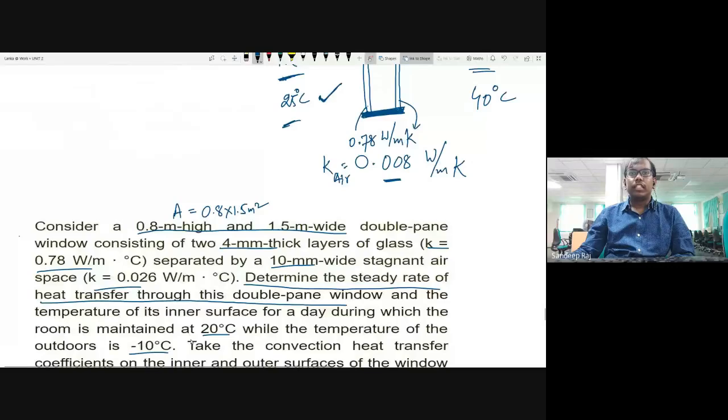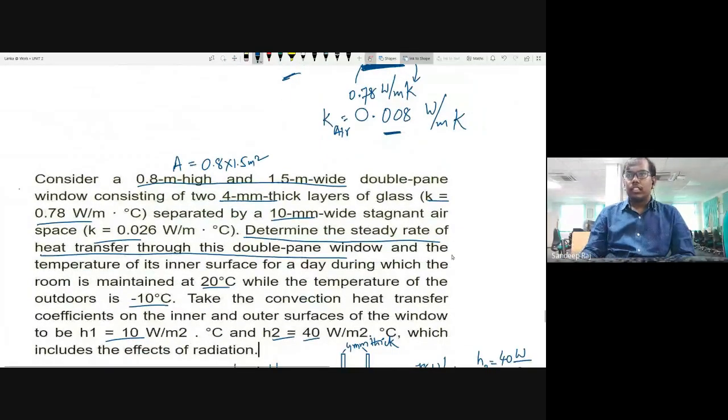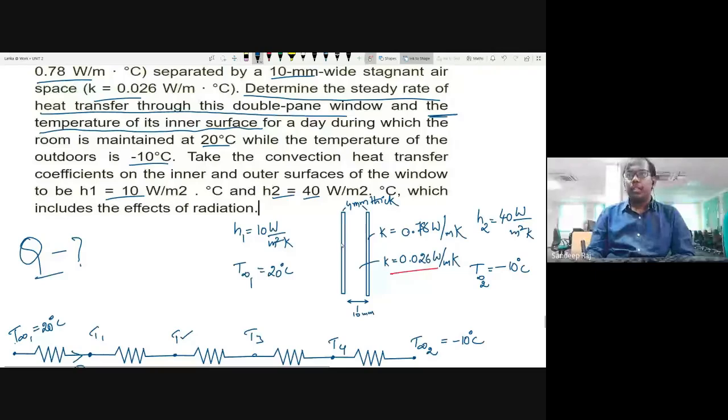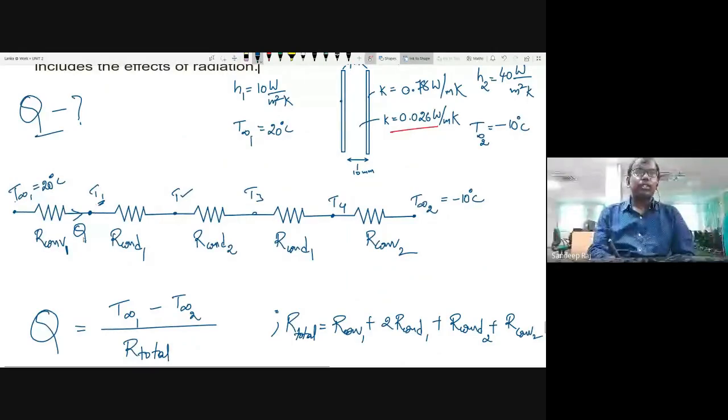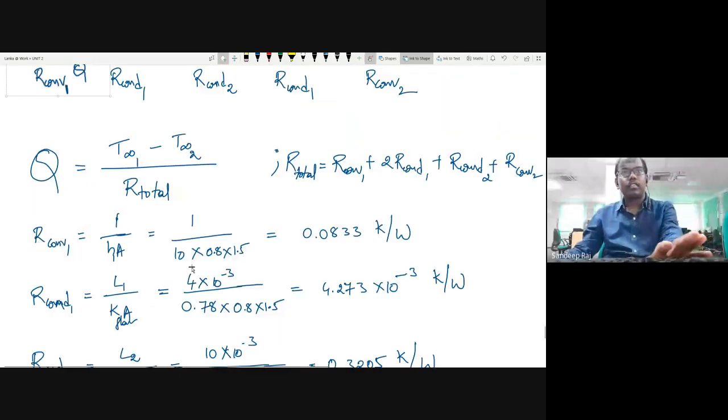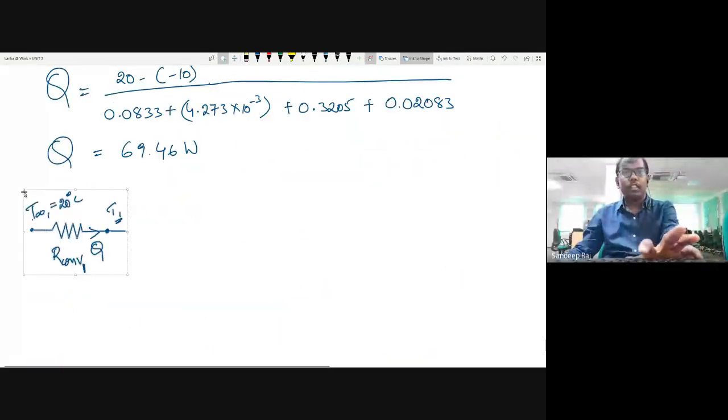Did you ask anything else? The question also asks for the temperature of its inner surface. Okay, he is asking for the temperature of the inner surface, this one. That is T1 he is asking. If you want T1, what do you have to do? You have to take this part here. Okay, let's put that one here.